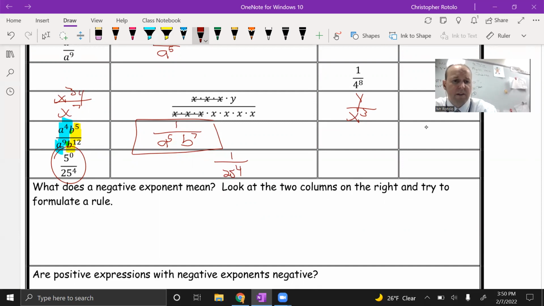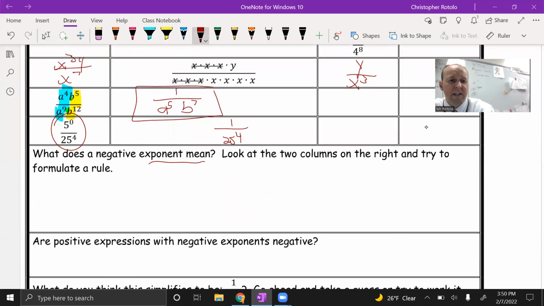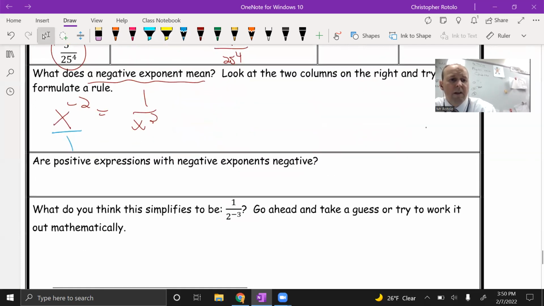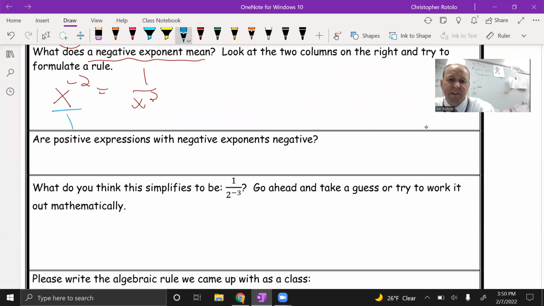And that could work. What does a negative exponent mean? We've been through that, right? X to the negative 2nd means it's 1 over x squared, because our original problem was over 1. Are positive expressions with negative exponents negative? Oh no, because it's a positive expression, right? Remember, negative exponents just have to do with taking reciprocals.